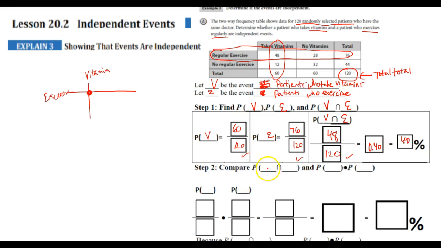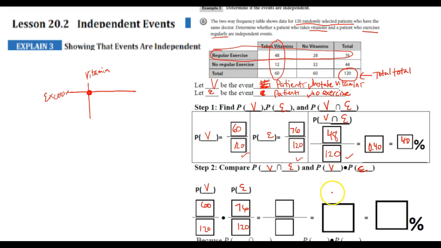Okay, so now we are going to compare this percentage we just found, which is about 40%, to what we get if we multiply the event of vitamin takers and the event of exercise people. So I'm going to multiply these out and see how they compare. That's 60 out of 120 and 76 out of 120.